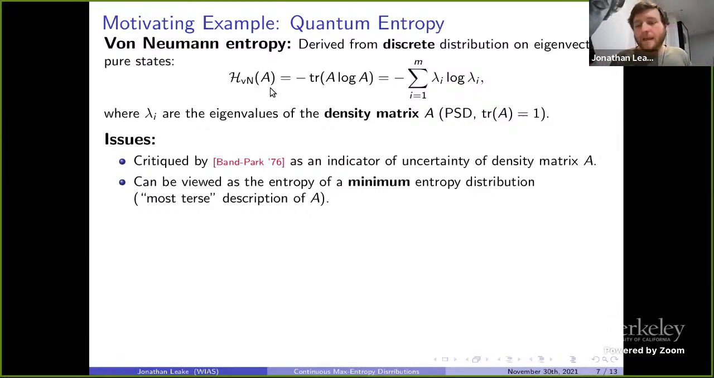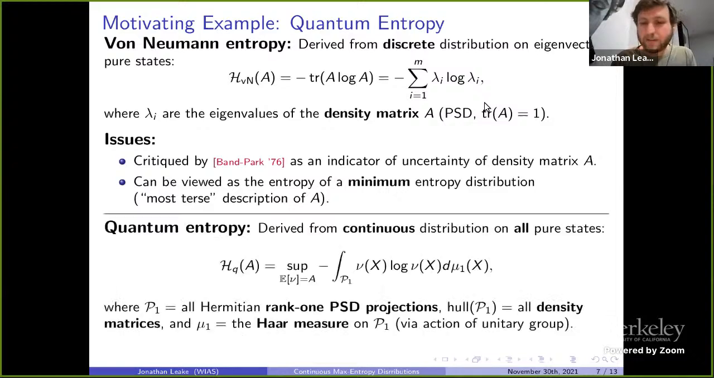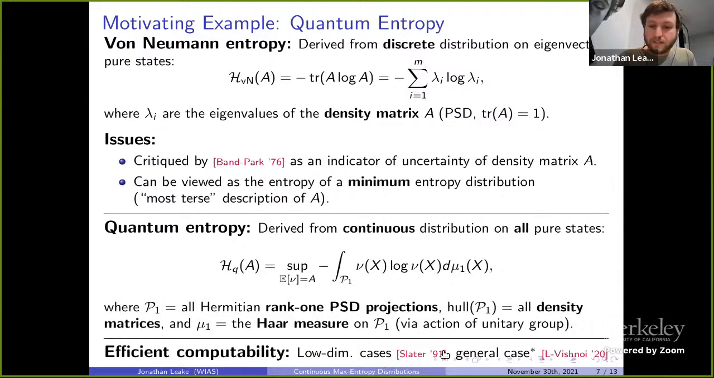And often the generalization that's suggested is, instead of looking at discrete distributions on eigenvectors, to look at certain distributions on all pure states. So not just restricting to these eigenvector pure states, but looking at some continuous distribution on all pure states. There's this work of Slater in the early 90s, who explicitly writes this down and computes it for some small cases. Basically, you look at all distributions on the set of pure states, take the supremum over the entropy quantity, and call that the entropy of A.